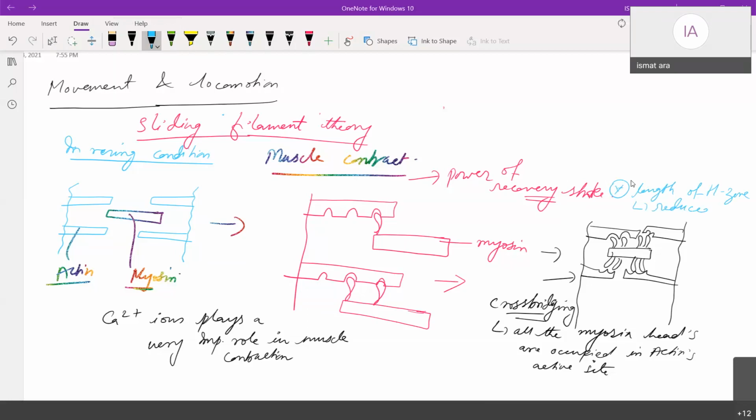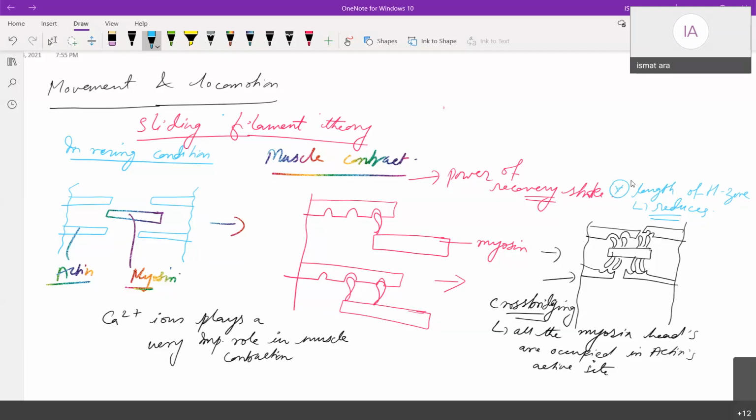Length of H zone reduces. Clear? Because full cross bridging occurs. All myosin heads are combined with the active site of the actin. So the length of H zone will also reduce. Clear? H zone भी कम हो जाएगा, isn't it? Length of H zone will also reduce.